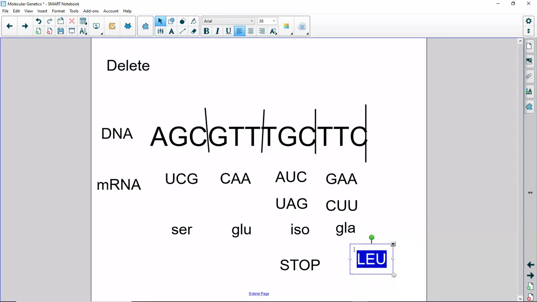So you'll notice stop codons can be inferred here, and you delete one, you change the entire mRNA, you change the entire protein. Same thing as if you add one in. So an addition versus a deletion. Just a couple of examples there.